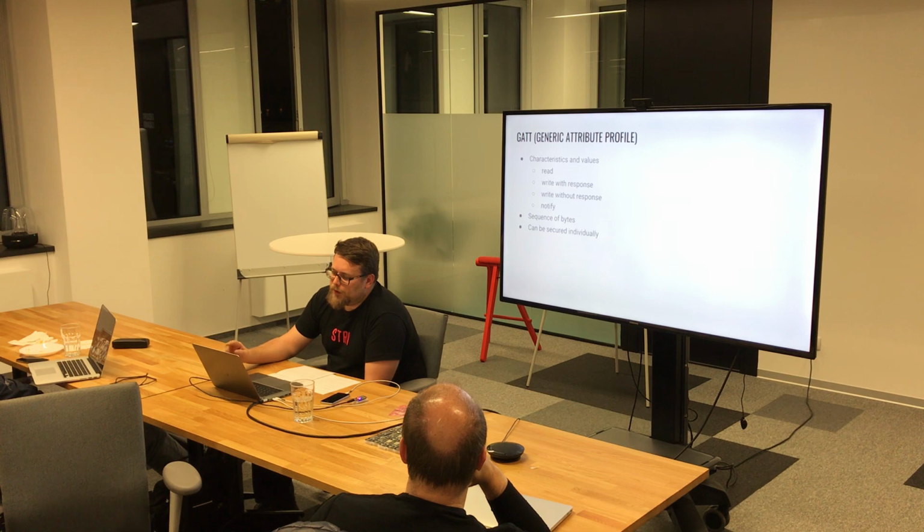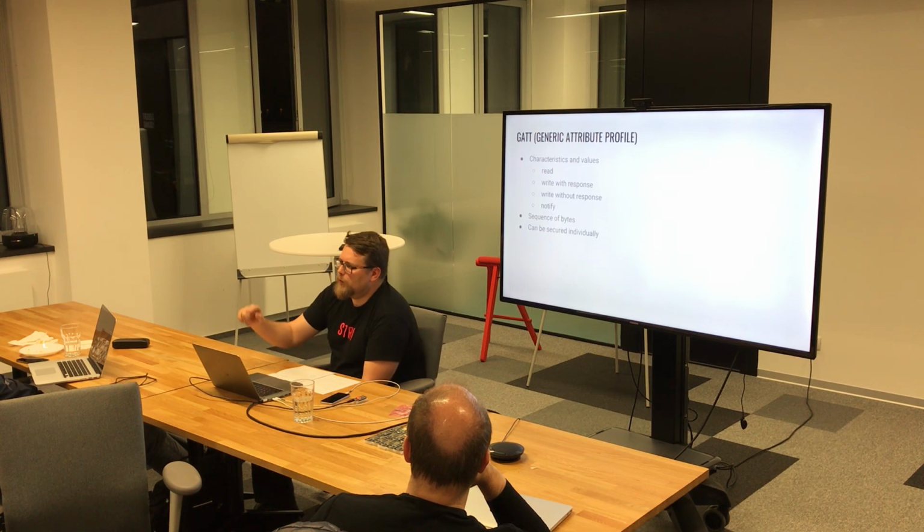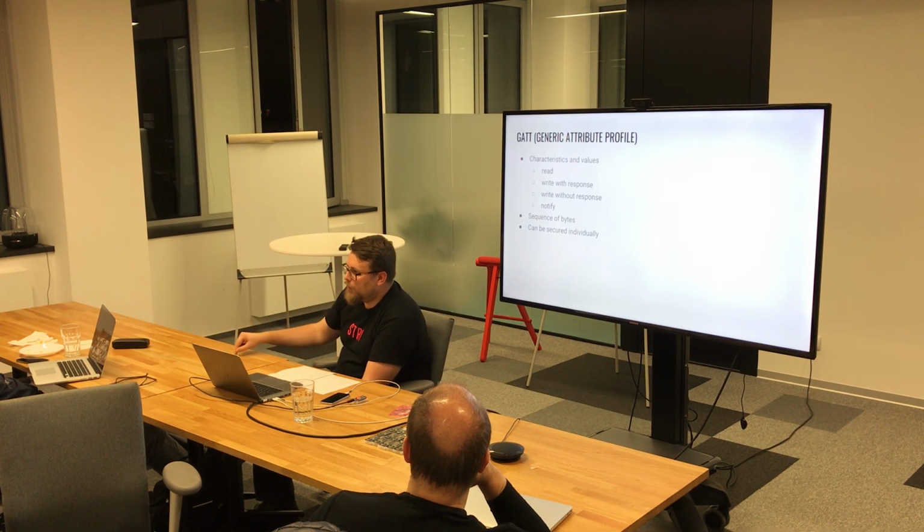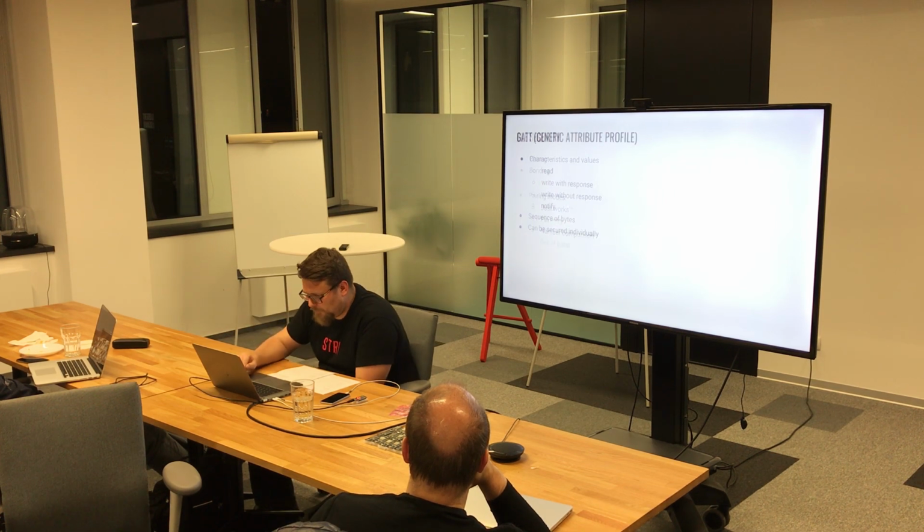And the characteristic values can be secured. This means that if you are trying to read the characteristic, the device can initiate pairing, because after you pair with the device, the connection is encrypted, so no one can read it. And some characteristics are marked as secure, so you cannot read them without this process.